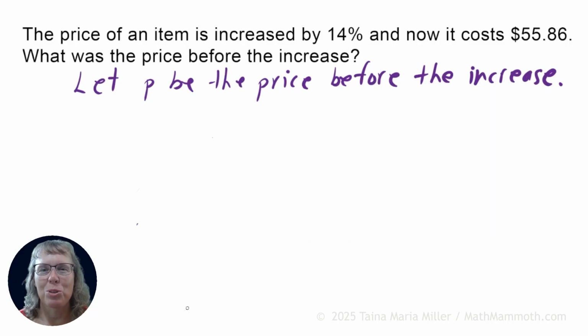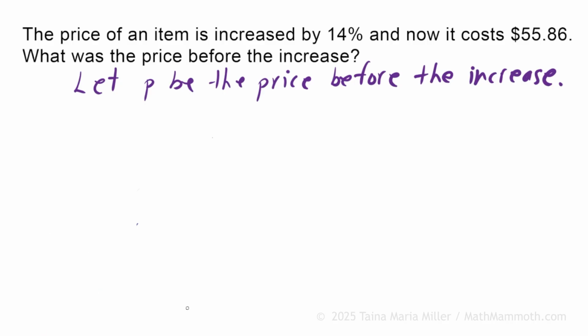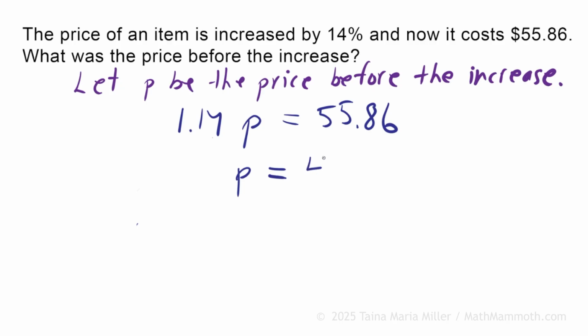Okay, let's now get to solving the problem. But I still would like to encourage you to solve it first. Think about it first. So P is the price, and it's increased by 14%. That means that the price is multiplied by 1.14. And after the multiplication, the price becomes 55.86. Very simple equation. All we need to do is divide both sides by 1.14. And we get that the price was $49 first.